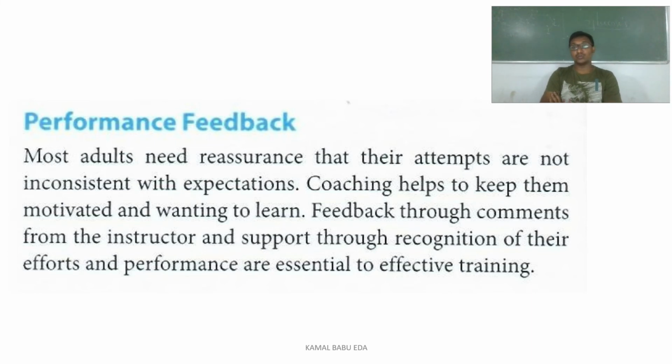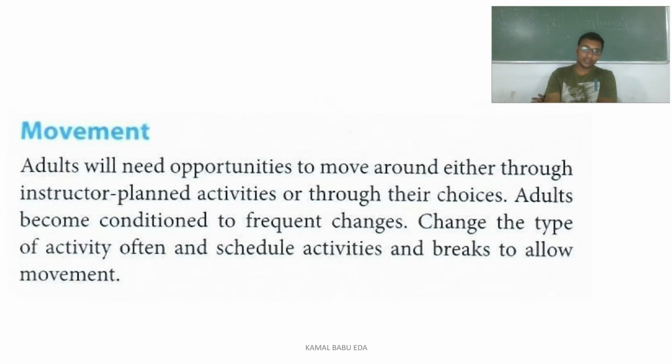So most adults need what? Reassurance. Whenever they are attempting and are not succeeding, you have to give them reassurance that it will be done. If not, they will become inconsistent, and without any kind of expectation, they will let themselves down. So you should not do like that. You have to go for performance feedback. You have to give them reassurance if they're failing. You should make sure that the goal is being reached by the person.